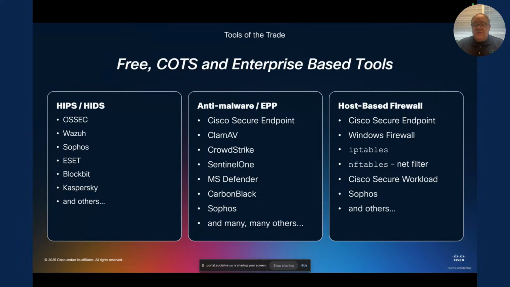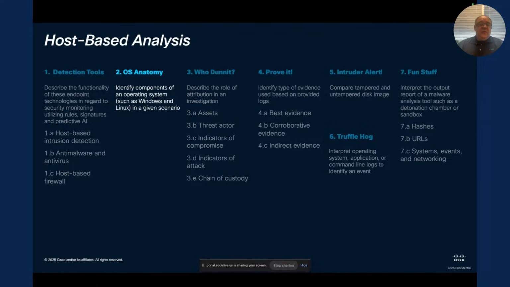And then the host-based firewalls, you can see the list there. And I mentioned some of this earlier. There's the built-in Windows firewall. Linux uses iptables or netfilter tables. Cisco Secure Workload protects any kind of app in a data center, that would be a workload, and you just want to see what traffic's going between the different apps. Sophos and others. All right, we are done with detection tools, and we're on to operating system anatomy.